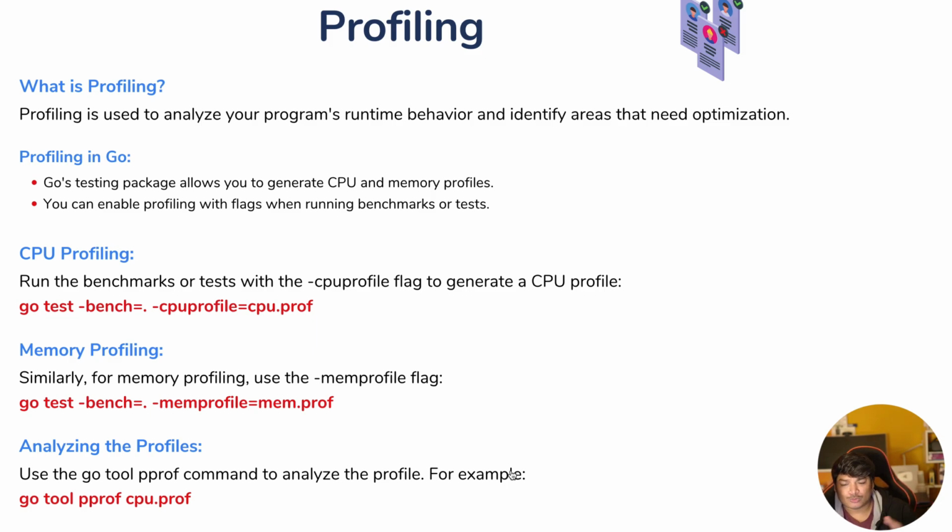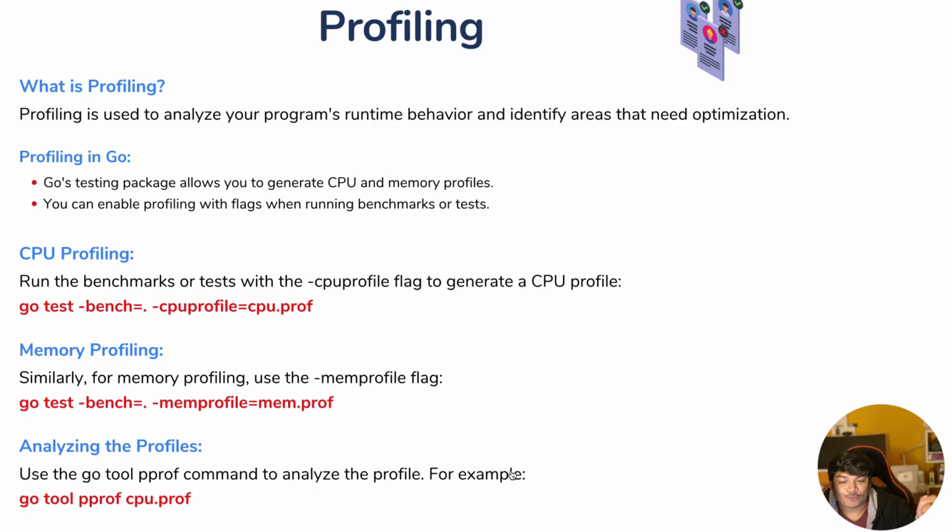Now how to do the CPU profiling? Run this simple command: go test -bench=. and then the additional parameter -cpuprofile=cpu.prof. Now for the memory profile, similarly, go test -bench=. and then after that, give a space, then -memprofile=mem.prof.